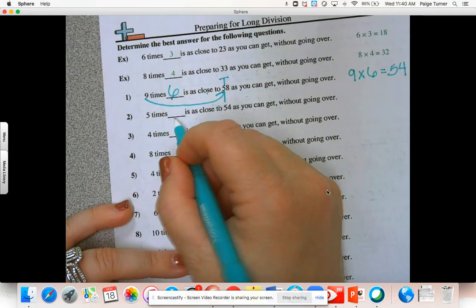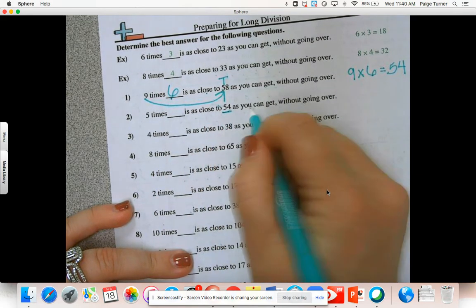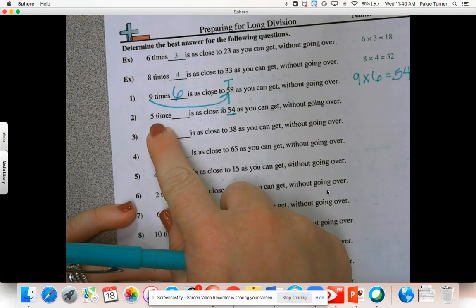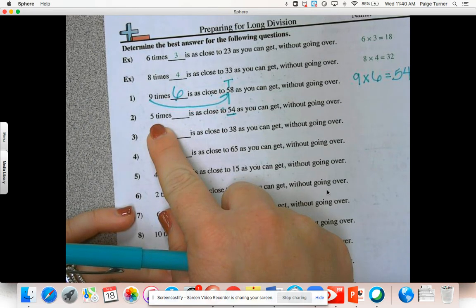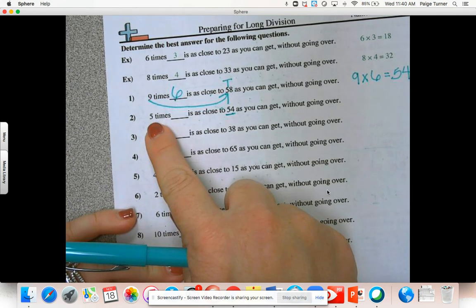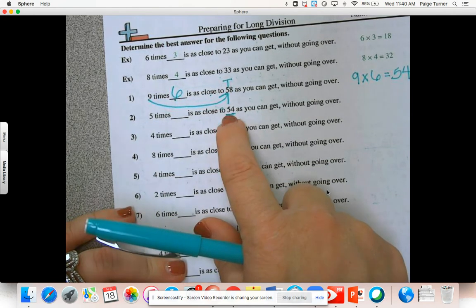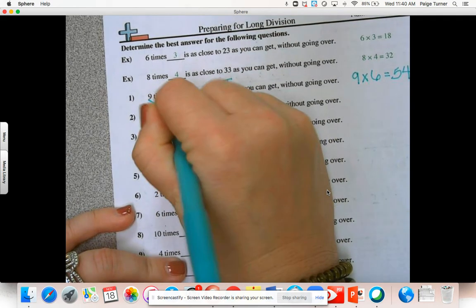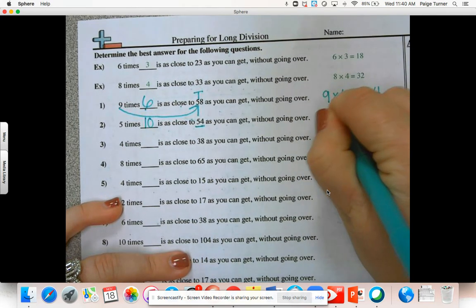5 times blank is as close to 54 as you can get without going over. Well, we should already know our 5's multiplication facts, right? So let's see, 5 times 9 is 45. Well, we can get a little bit closer to 54. 5 times 10 is 50, and then 5 times 11 is 55. So if we do 5 times 11, we just went over our total of 54. So instead, we're going to do 5 times 10.